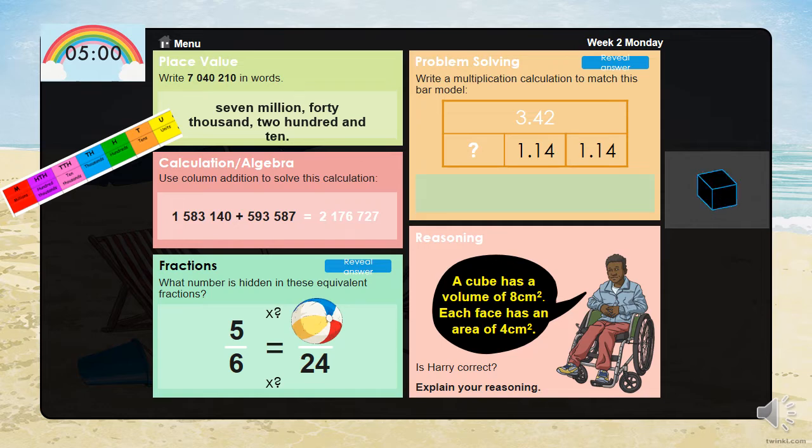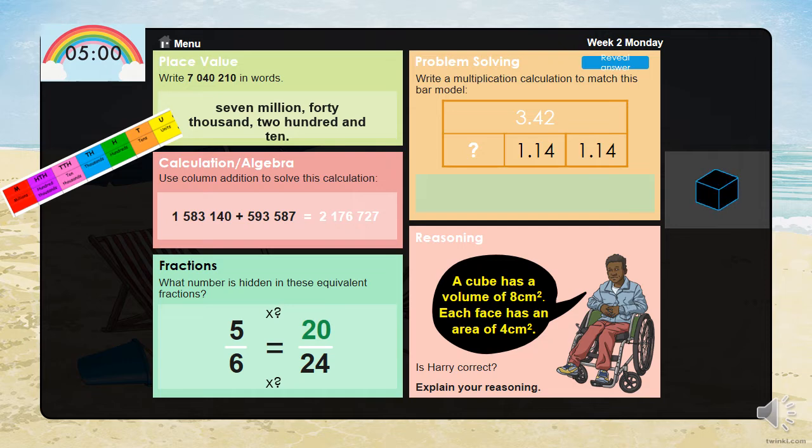Now for the fraction section, 6 times what makes 24? Well, 6, 12, 18, 24. 6 times 4 equals 24. So therefore, whatever we multiply the denominator by, we need to multiply the numerator by. So 6 times 4 is 24. So 5 times 4 is 20. So 20 24ths is equal to 5 6ths.